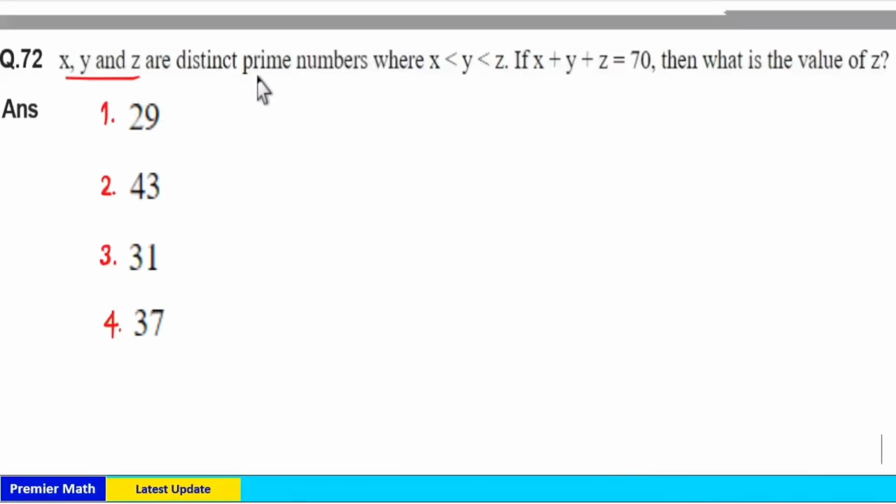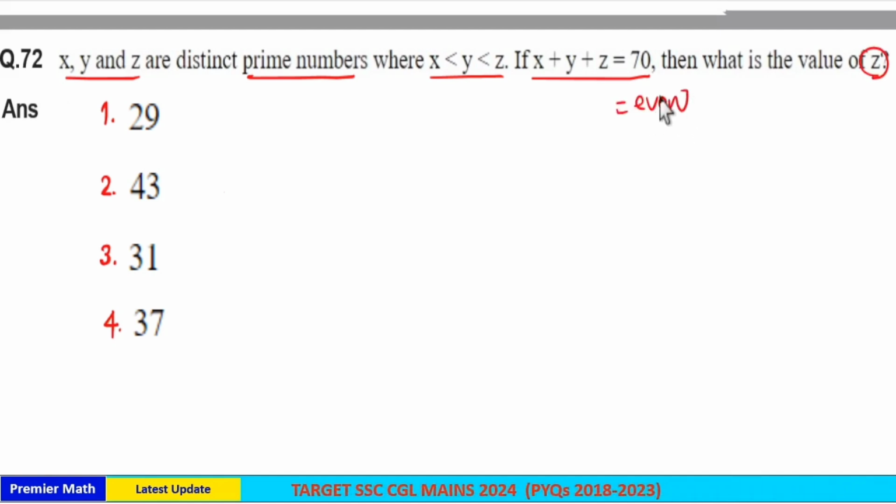X, y and z are distinct prime numbers where x less than y less than z. If x plus y plus z is 70, then what is the value of z? Here 70 is an even number. Odd plus odd plus odd is an odd number, but here 70 is an even number, which means odd plus odd is even. Then even plus even is an even number. That means from x, y and z, one number should be an even number.